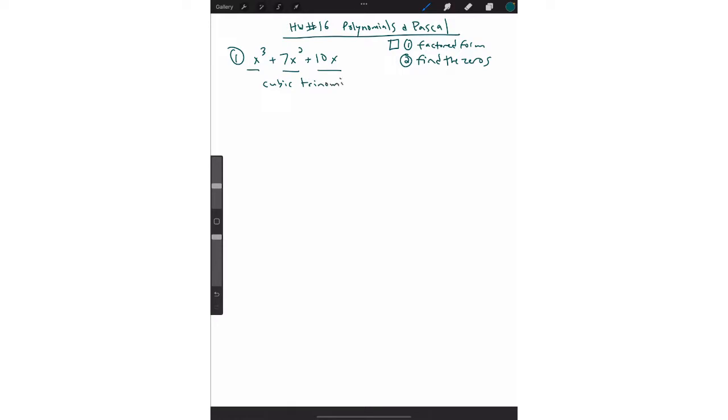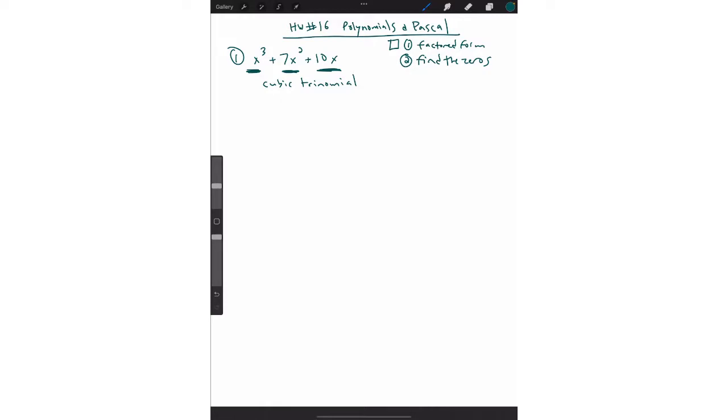It doesn't ask us for this, I'm just writing it out. So we have a cubic trinomial. There are three terms, right? Trinomial, tri means three, nomial, so we have three terms. We have x to the third, 7x squared, and 10x.